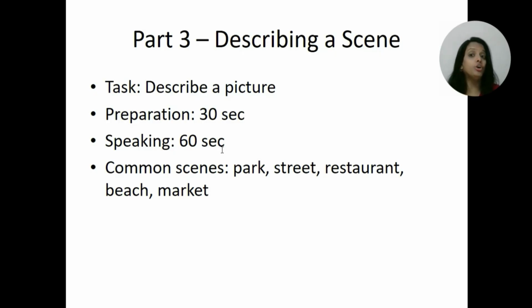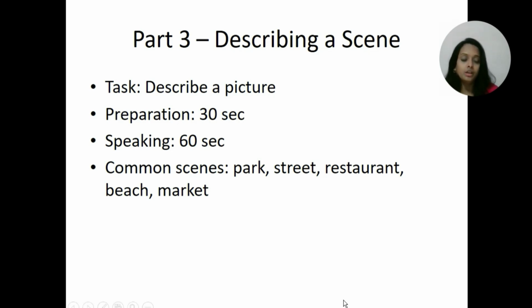So here, in order for you to get a high score, especially for part three, you must demonstrate your observation skills. That is the first thing. And then you can use descriptive vocabulary, describing words, especially adjectives, and spatial language. Words like in the background, on the left, next to, behind, in the distance. So these are some of the spatial language that you need to use when you're describing a scene, right?